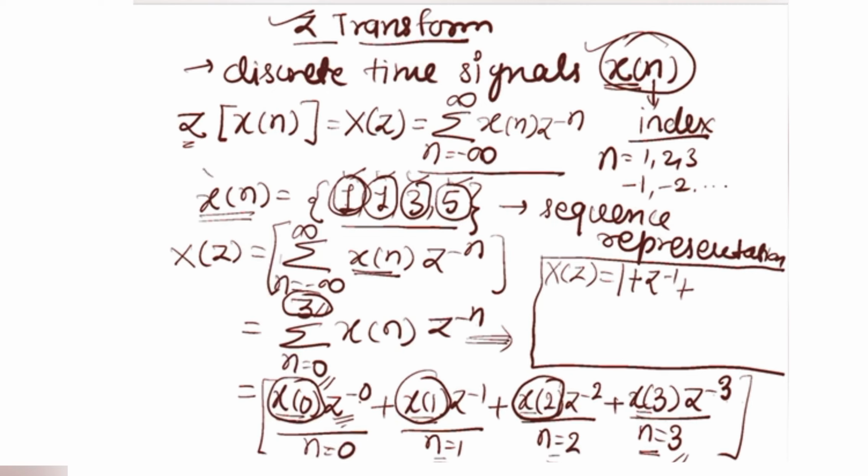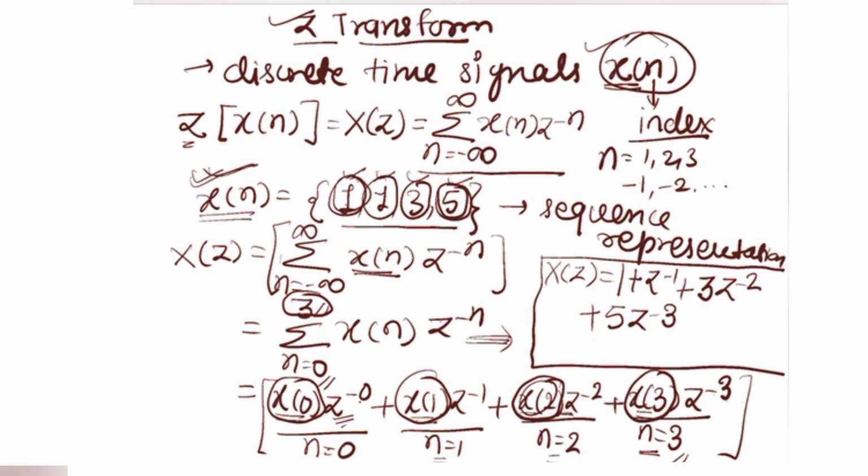We have to see the value in this signal. The value of x[2] is 3, so we will write 3 here, with z to the power minus 2, plus x[3]. The value of x[3] is 5, so we will write 5 here, 5z to the power minus 3. So this way we can calculate the Z transform for this signal x[n].